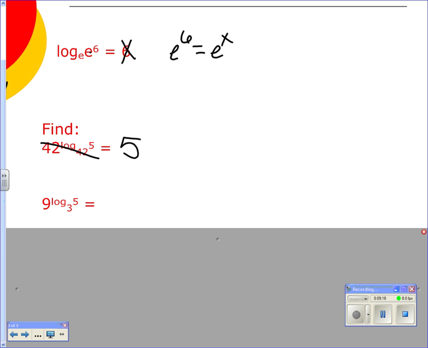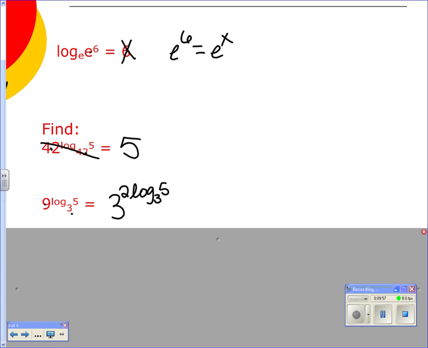For this one, it's a little bit different. They won't usually be quite this easy. They'll usually be something like this where you have to manipulate it just a little bit. This was 42 and base 42, but this is 9 and base 3. Those aren't the same, right? But is there a way to make them look similar? Instead of 9, we can say 3 squared, and then the other exponent is log base 3 of 5. Does that make sense?